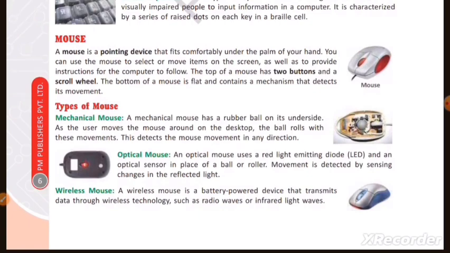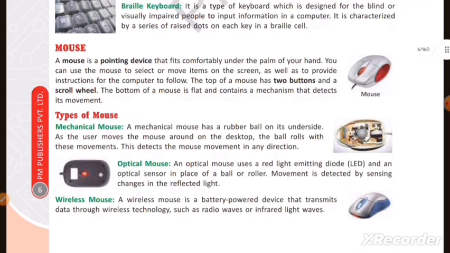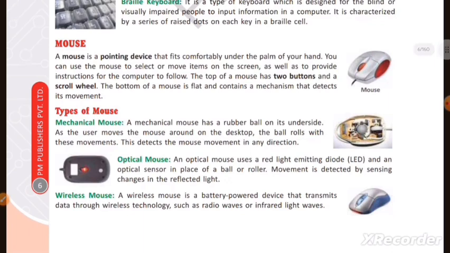Next is optical mouse. An optical mouse uses a red light emitting diode, means LED. Light emitting diodes are LED. And an optical sensor in place of ball or roller. Movement is detected by sensing changes in reflected light. Means these types of mouse use red light emitting diode or red LED. The movement of this LED light helps the device to sense the movement of mouse.